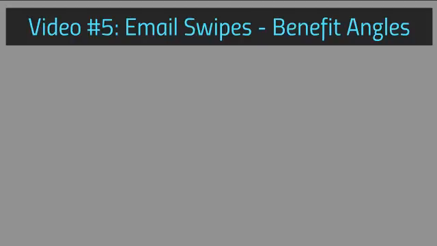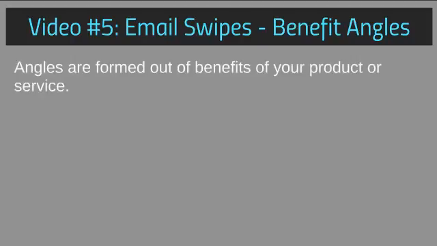If you can answer this in many different ways, you can look at your product or service and see what the benefits are to them actually buying it. Does it solve a pain? Does it save time? Does it save money? And things like that. I'll give you some ideas on different benefit angles that you can apply to your email course. As I stated, angles are formed out of the benefits of your product or service.